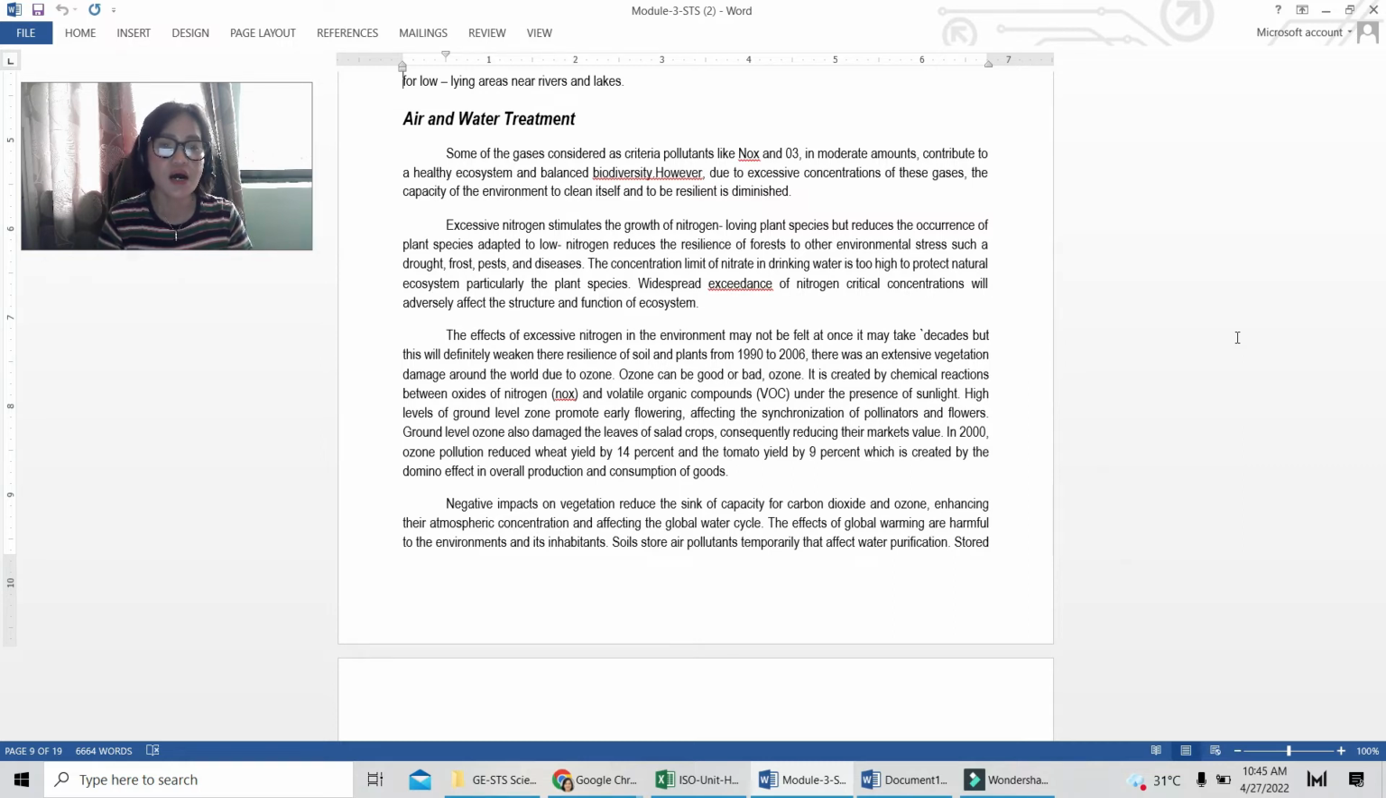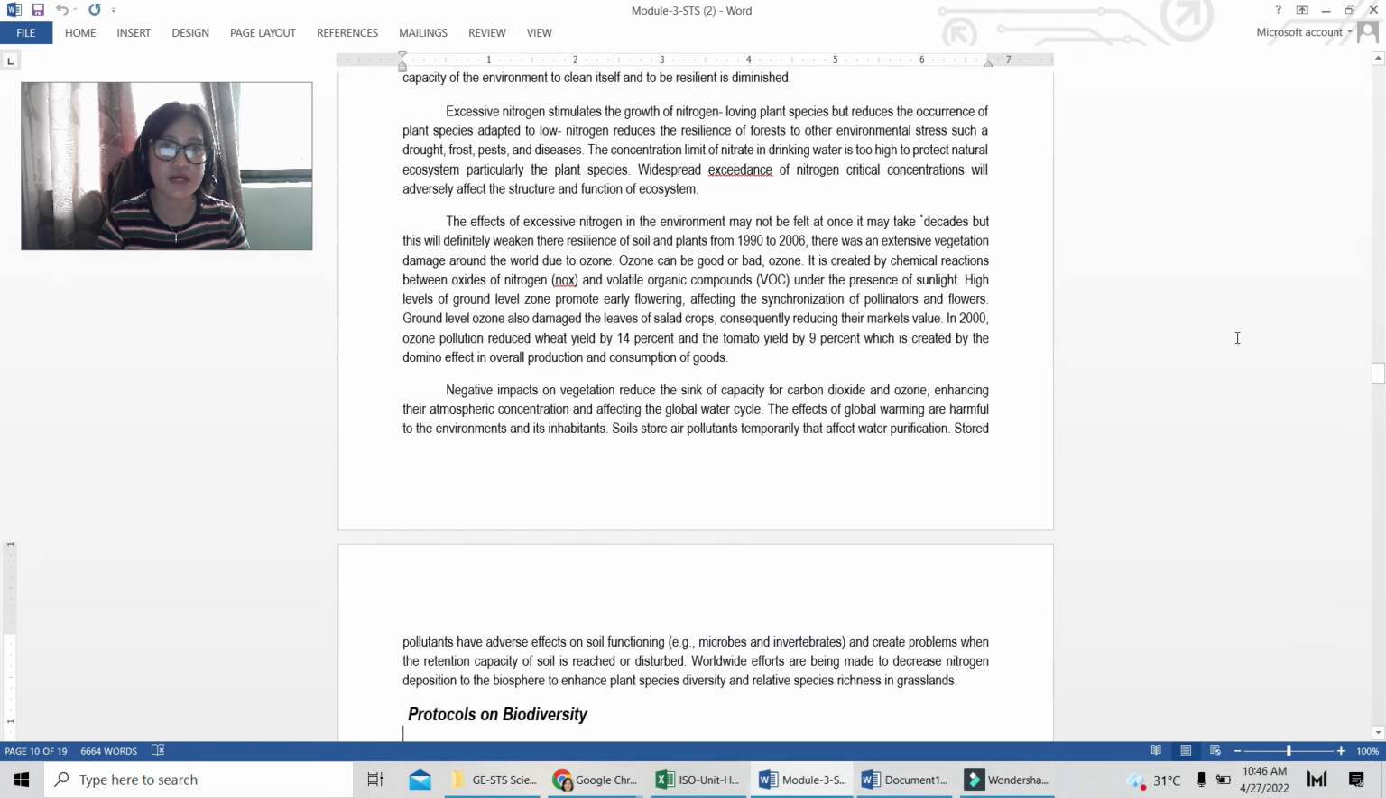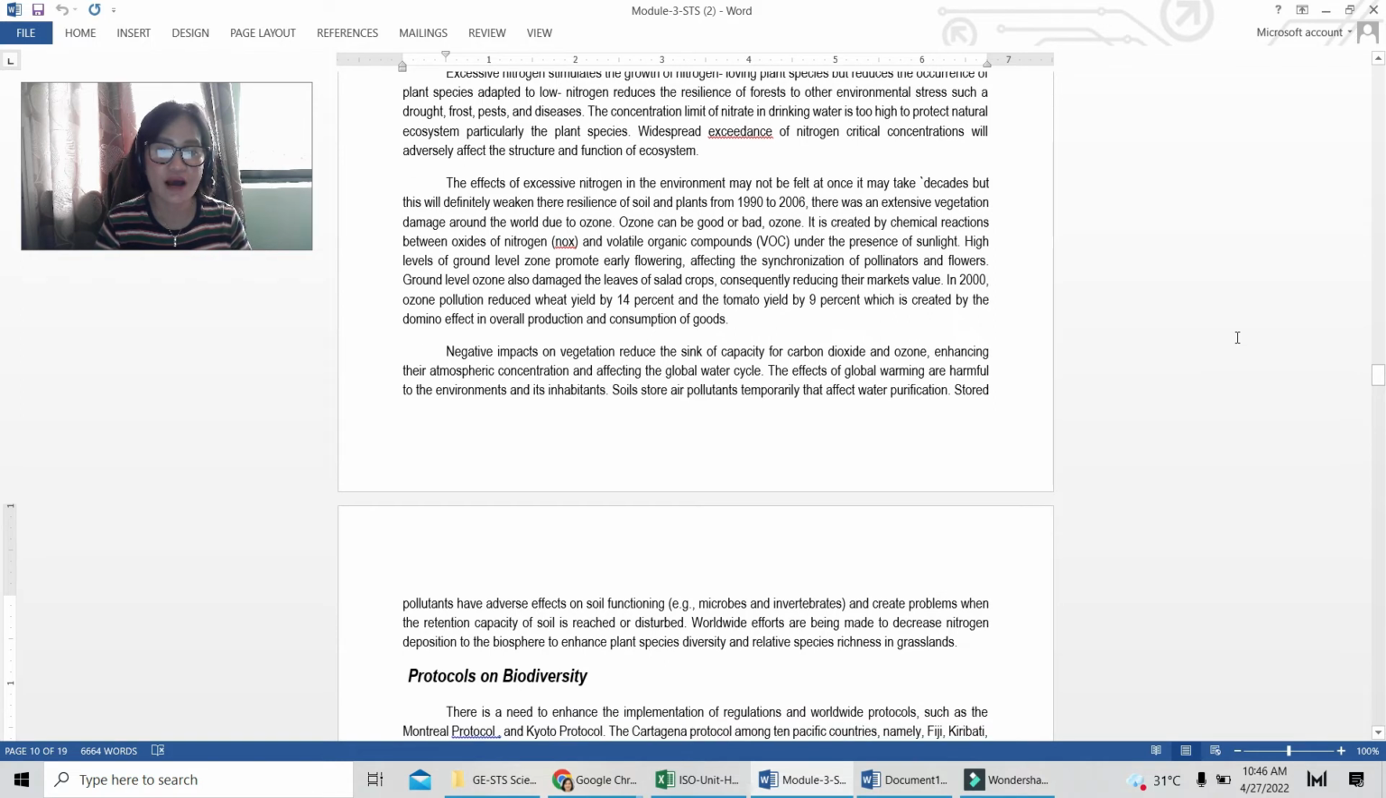So the more we tend to make it more advanced, or apply too much scientific solutions when it comes to air and water treatment, we tend to affect the natural biodiversity of the air and the water treatment. So somehow, the negative impact comes back to humanity. Okay, so we have stored pollutants that have an adverse effect when it comes to soil.